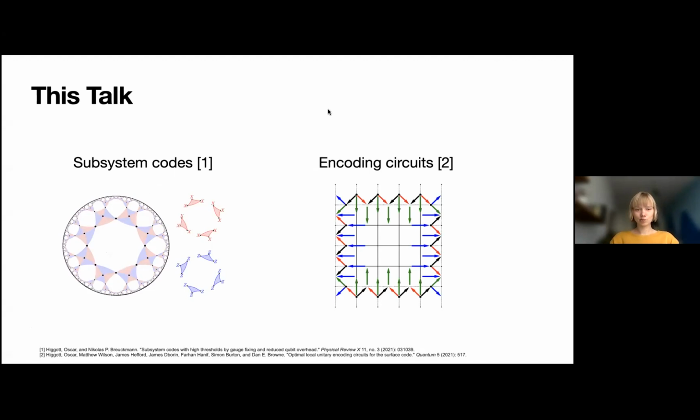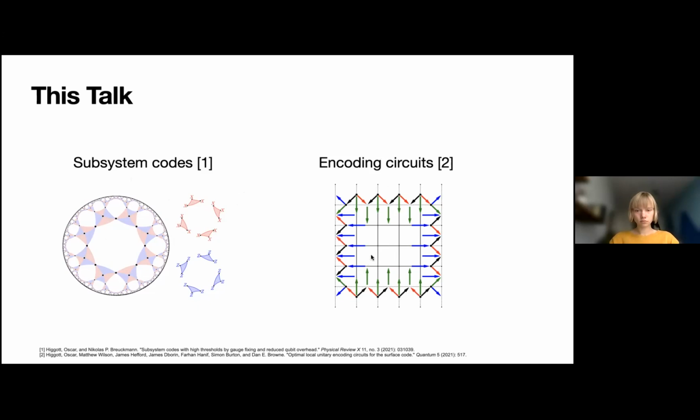Excellent. Okay, so in this talk, I'll talk about a couple of papers. The first one's on subsystem codes. I have given a talk on this at a couple of conferences this year, so apologies to anyone who might have seen some familiar slides. But I'll be adding in some more details on the scheduling aspects of that work. And feel free to ask questions throughout.